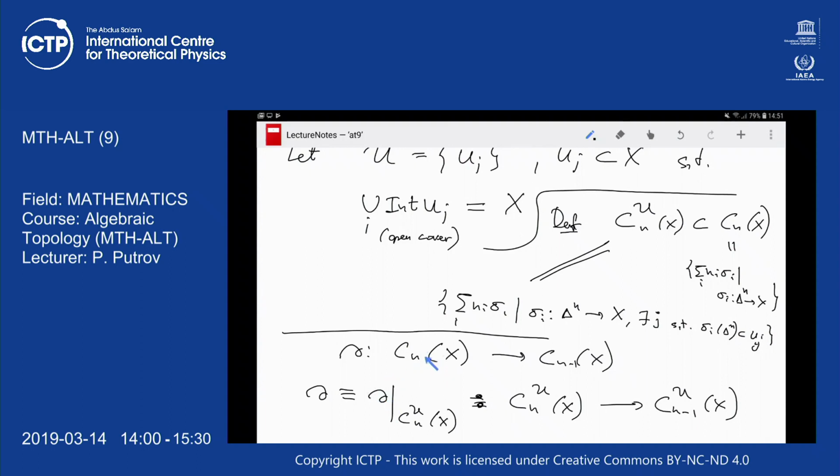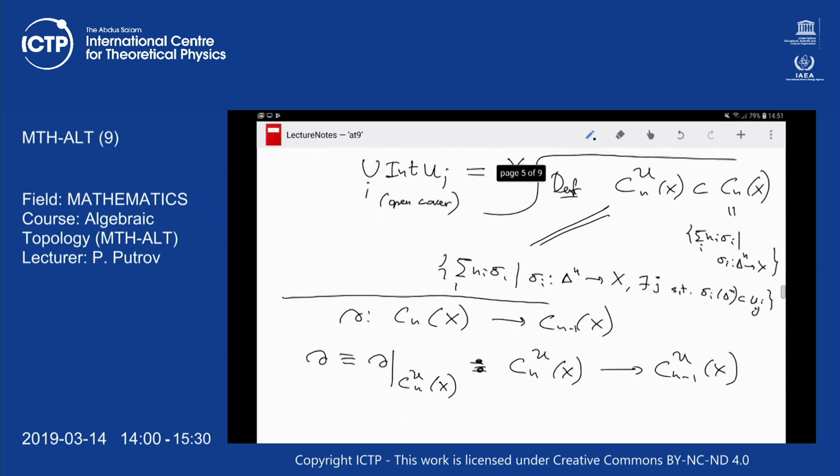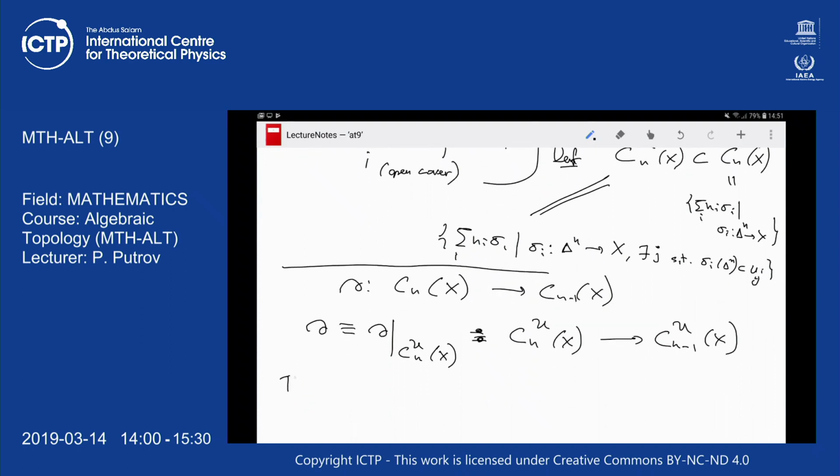This was a map on Cn of x, and this was the homomorphism. So this, and this, we still have, since the condition that d squared is 0 still holds. Since it was true for the original d, it will be true for the restriction. So this defines a chain complex.